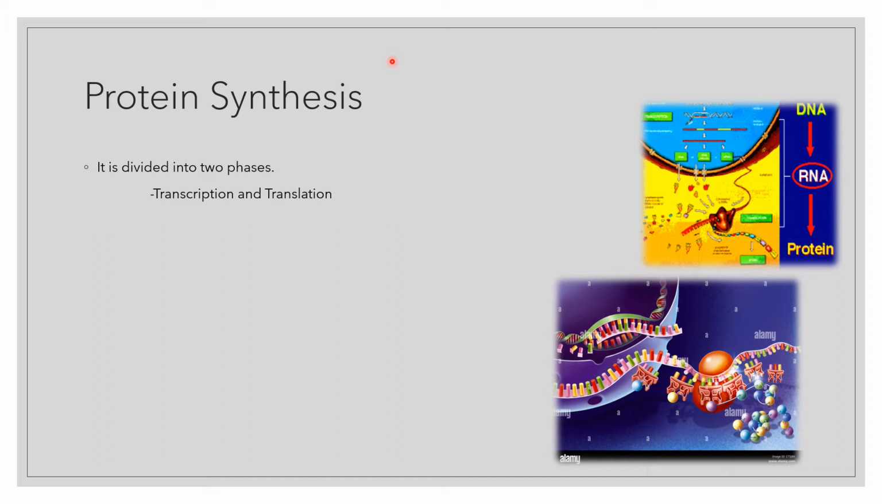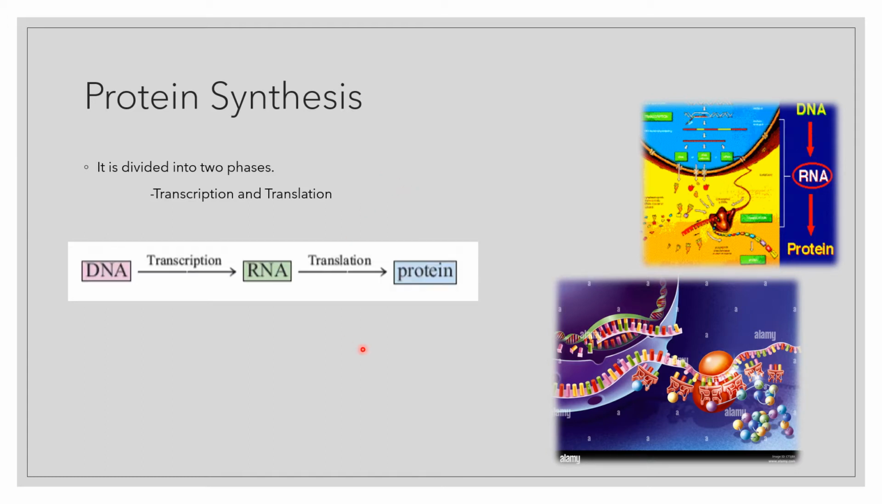Okay, so it is this role of DNA that establishes the similarities between the parent and its offspring that are regarded as hereditary characteristics. So protein synthesis is divided into two phases. We have the transcription and the translation. So this is the general process for protein synthesis. It starts from the DNA, and this will undergo a transcription process to convert into RNA. Then the RNA will undergo the translation process to produce a protein.